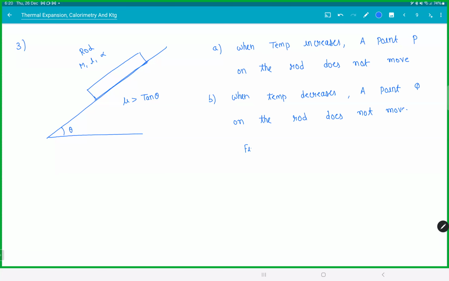Find the position of P and Q. So where is this point P? Where is this point Q? Meaning options will be like, it's at a distance of so and so from the top, from the middle it is so and so. You will get something like that. Find the position of P and Q.